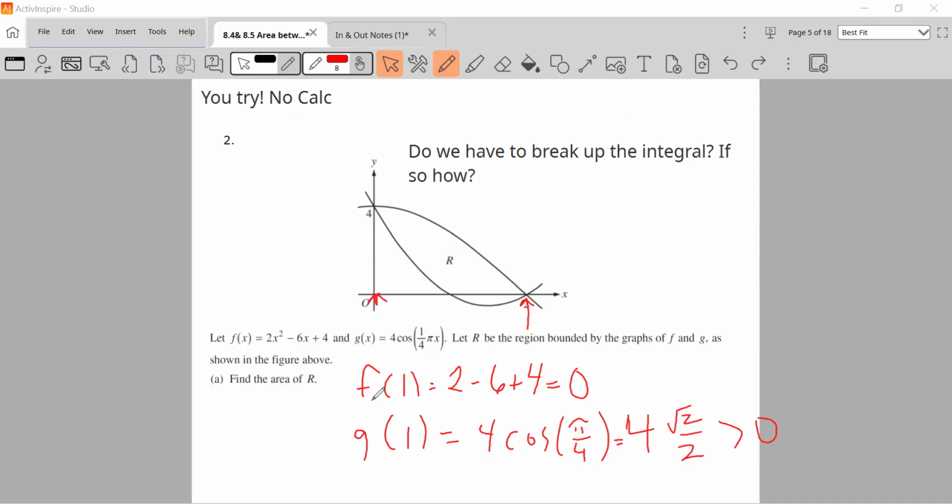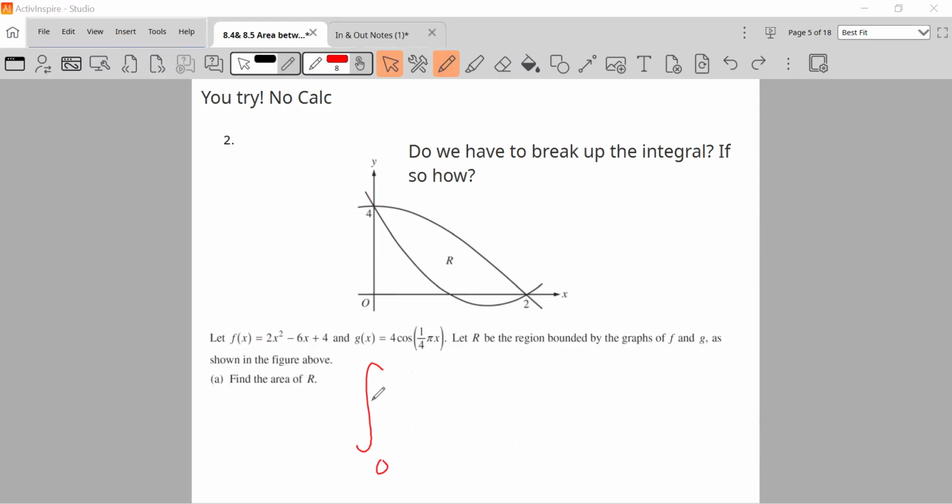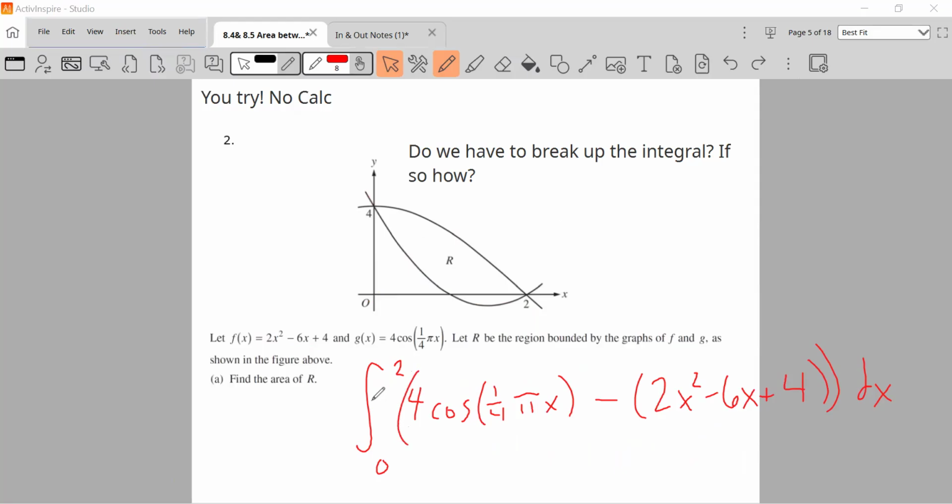The setup for this is going to look something like the integral from 0 to 2 of g of x minus f of x. And make sure you put this in parentheses. It's always sad when students get this wrong because they just put the minus in front of the 2x squared and they're not willing to distribute it correctly. Okay, so that's our first piece. Secondly, take a minute, by hand, I know crazy, try to find the antiderivative here.